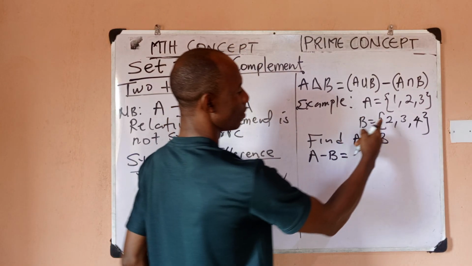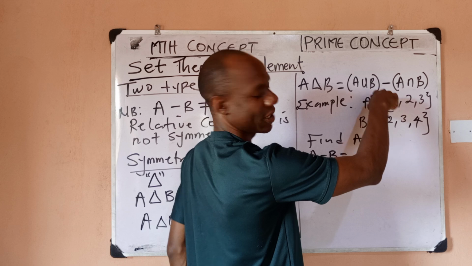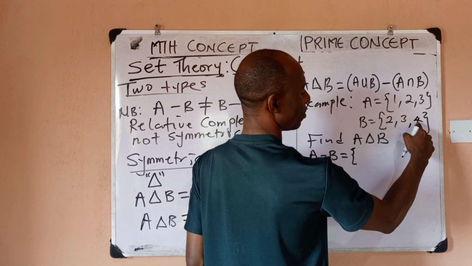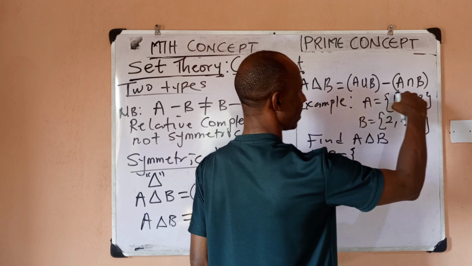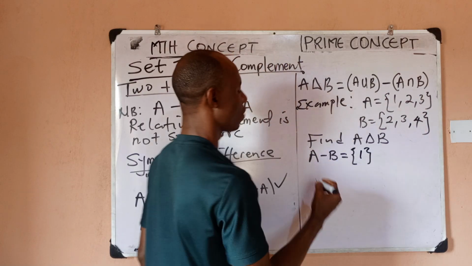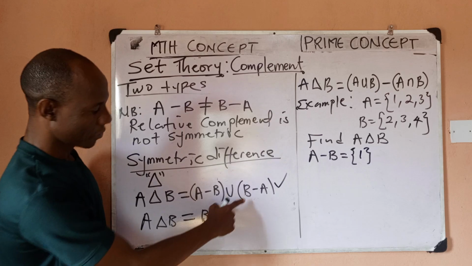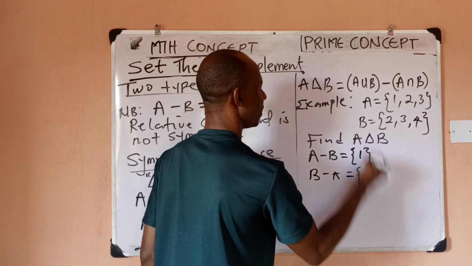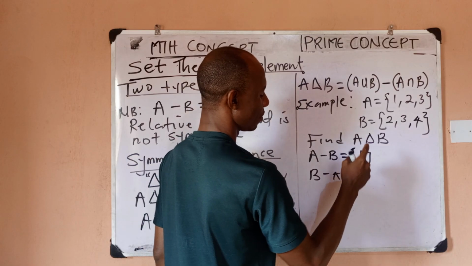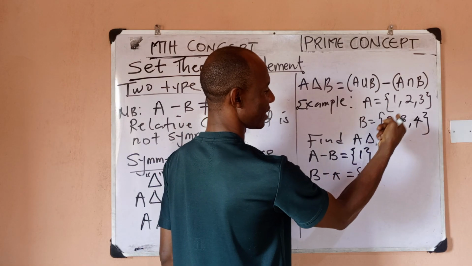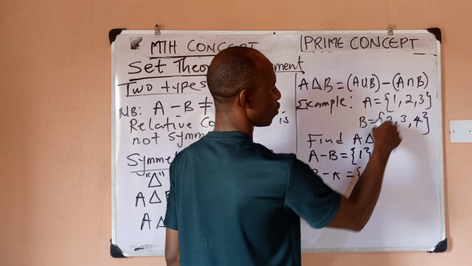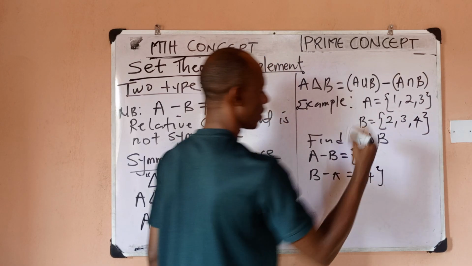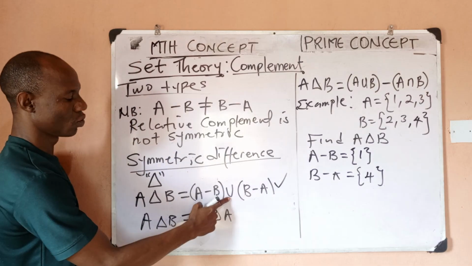A difference B means remove B from A. What is left in A is your answer. So I'm removing 2 from this, I'm removing 3 from this, and what is left in A is 1. So this is going to give me 1. And the next thing is to find B difference A, which means removing A from B. What is left in B? I will remove 2, I will remove 3. What is left in B is a set containing only 4.